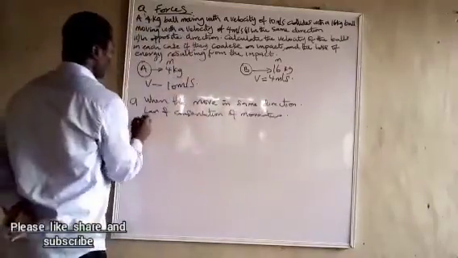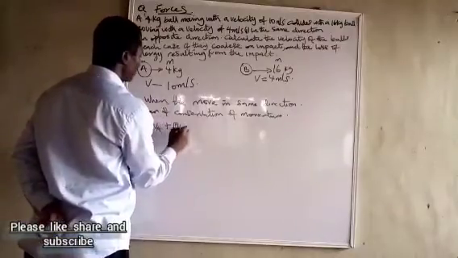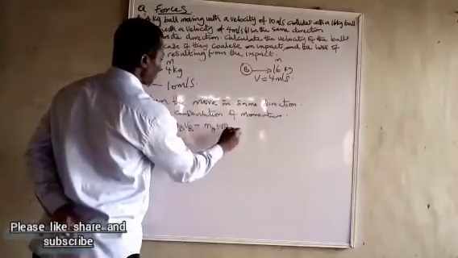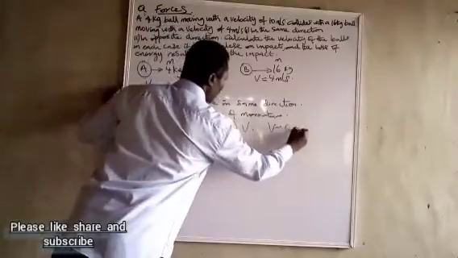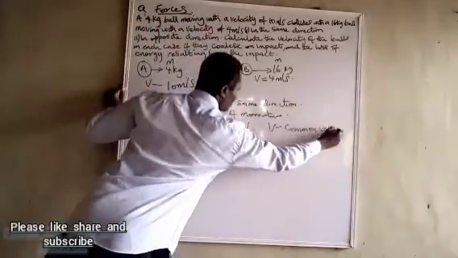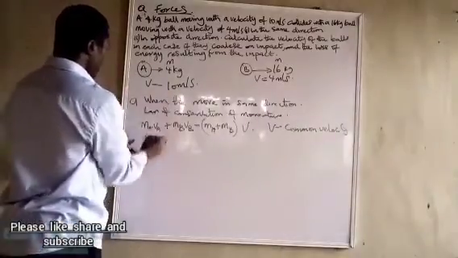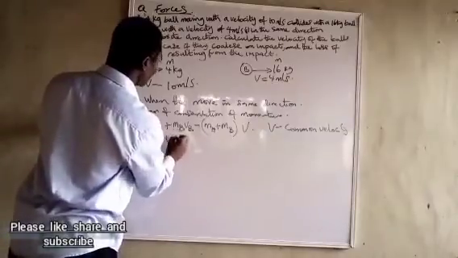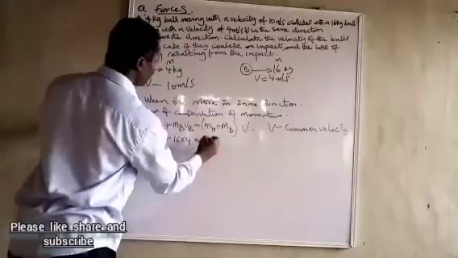So F_A V_A plus M_B V_B is equal to (M_A plus M_B) V, where V is the common velocity. So what's our M_A? 4. What's our V_A? 10. M_B is 16, V_B is 4.